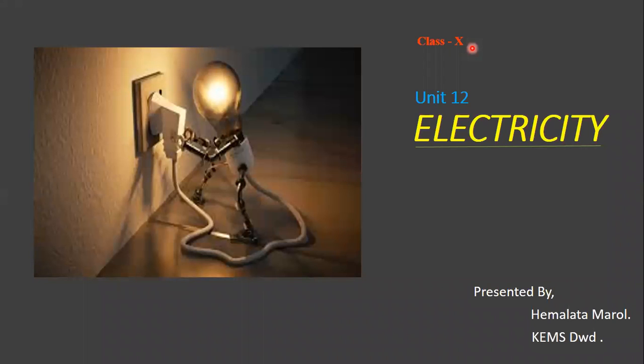Good morning, children. In our previous class, we studied Ohm's law and the factors on which the resistance of a conductor depends. To recall, first Ohm's law: the potential difference V across the ends of a given metallic wire in an electric circuit is directly proportional to the current flowing through it, provided its temperature remains the same, means the temperature is constant.